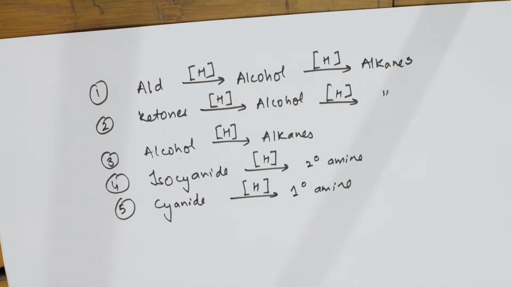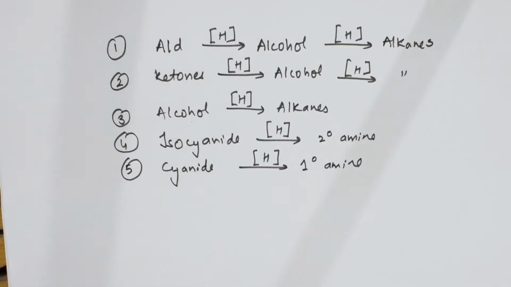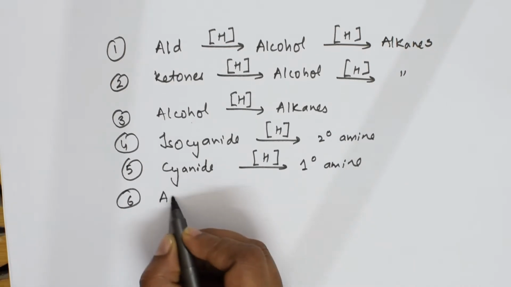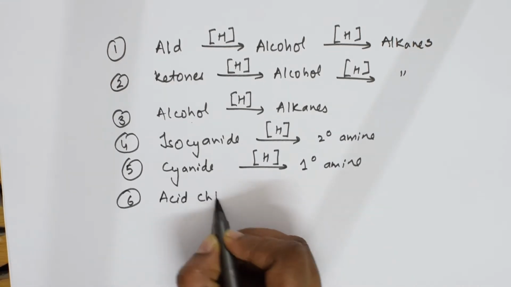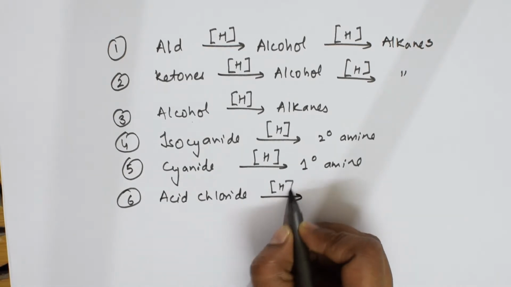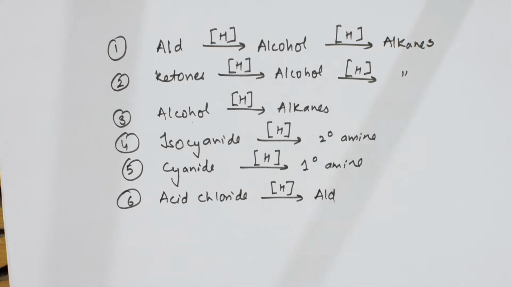Now aldehydes are over, alcohols are over, ketones are over, cyanide is over, isocyanide is over. So slowly I have to do acids also, and acid chlorides also. Let us do that. Suppose I have acid chloride, RCOCl, and I perform this reduction process, what product will I get? I'll be getting aldehydes. I'll be showing you the reactions also, one after the other.